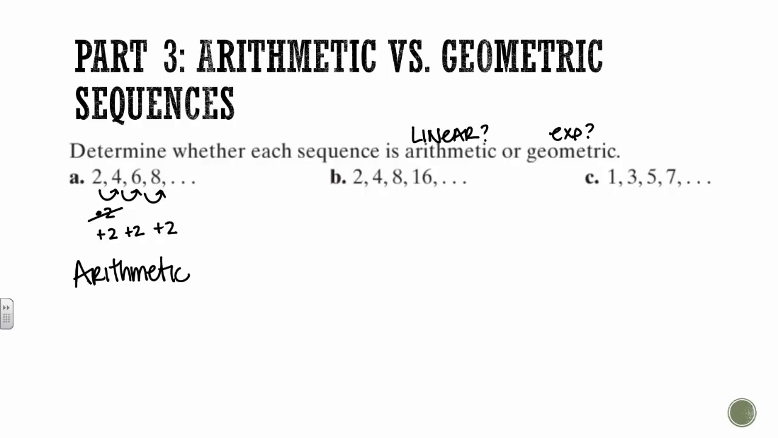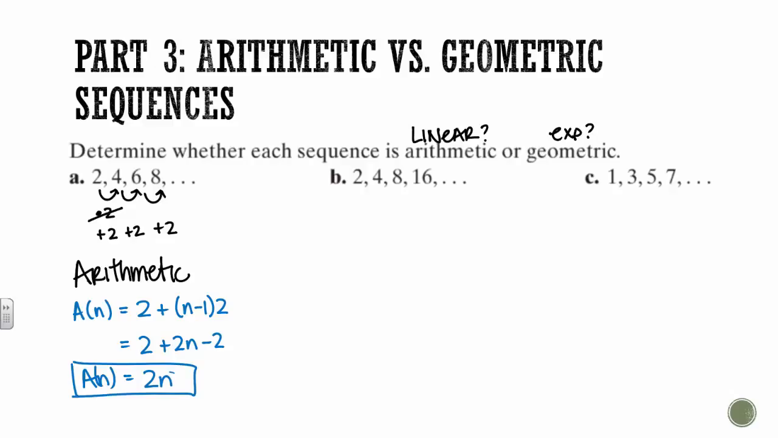And if I wanted to come up with an equation for it, I can plug stuff into the formula that we saw in the earlier slide. It's your first term plus n minus 1 times your common difference. And if we do some rearranging, some distributing, we end up with 2n. So that will give us any term we want, just 2 times n.